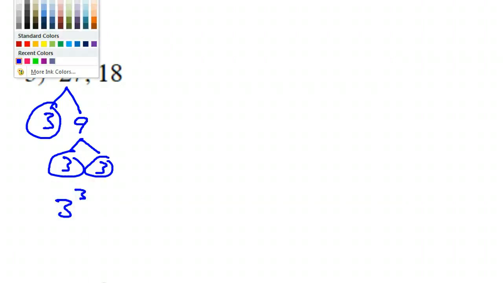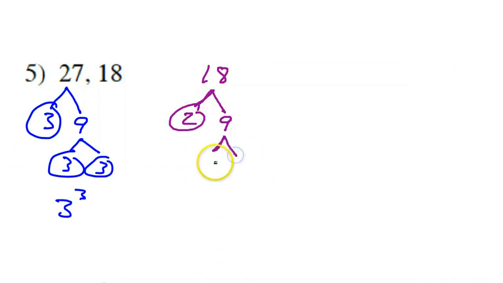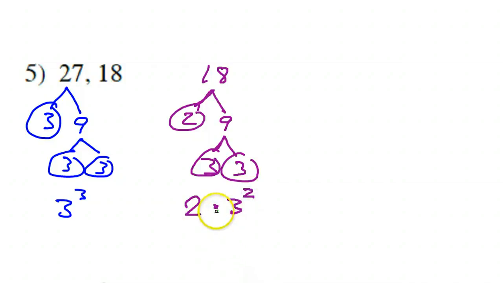Now let's look at the 18. I'll do it over here though. 18 is 2 times 9, and then 9 is 3 times 3. So the prime factorization for 18 is 2 times 3 squared. Let's just start with the smaller numbers. This has a 2, this one doesn't, so I'll give it a 2. Now the 2's are the same.